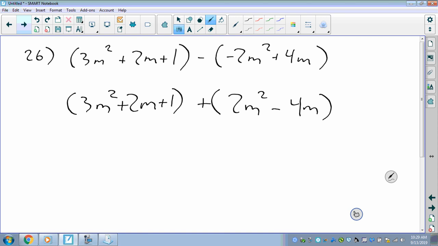Listen, you can subtract, but what a lot of people do is they'll subtract this first term, and then they'll forget to do it for this term. I've seen people do it in high school. I've seen people do it in junior high school. I've seen people do it in college algebra. Listen, change it to addition, because with addition, you just keep everything nice.